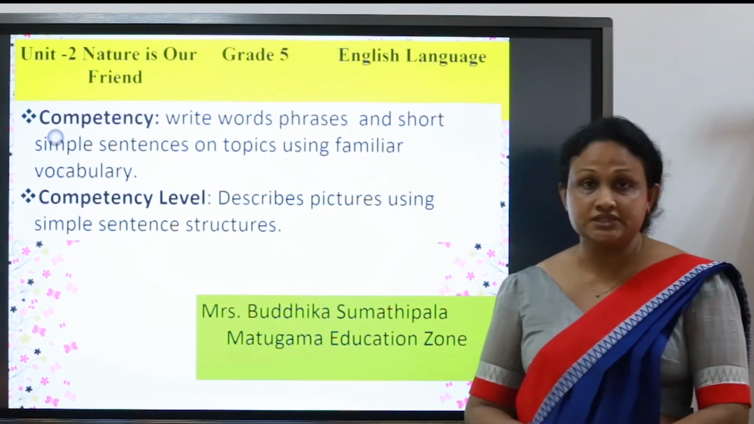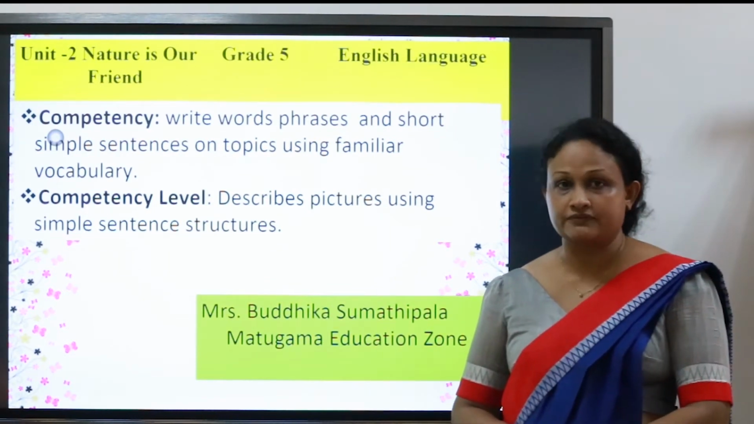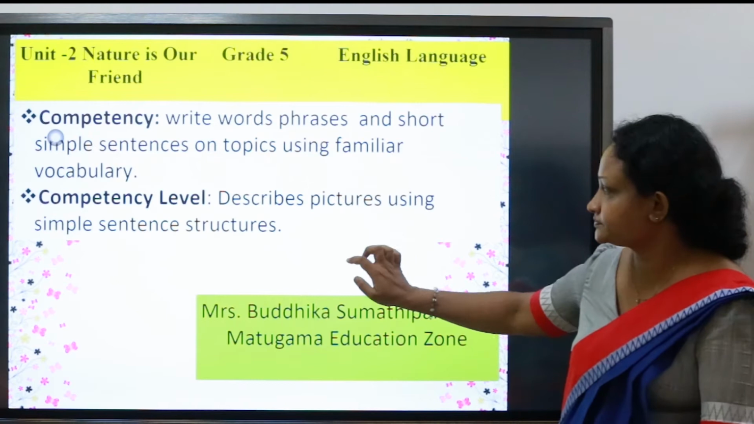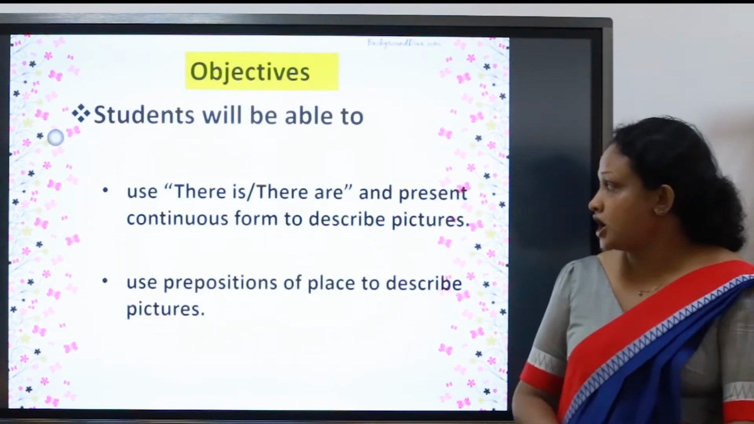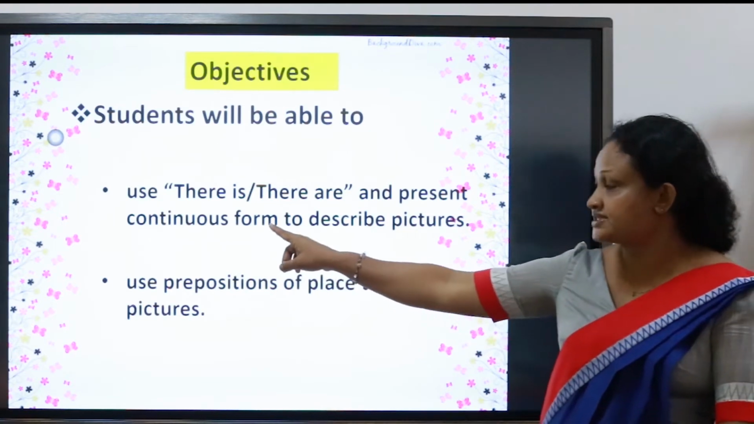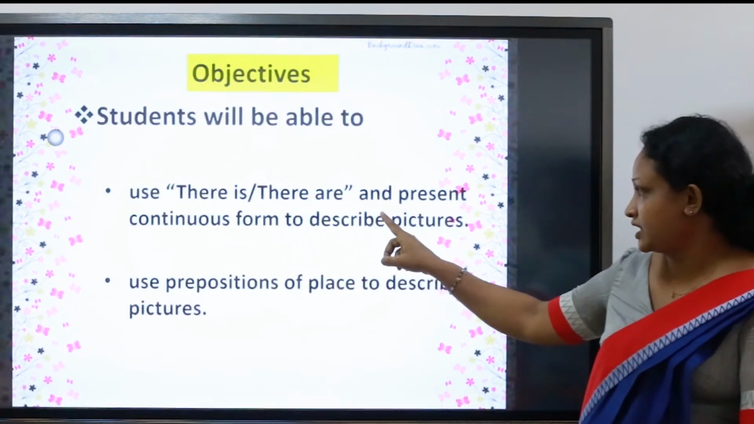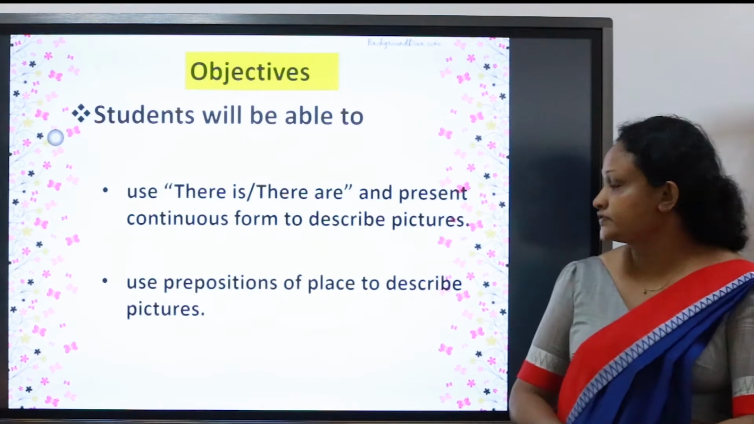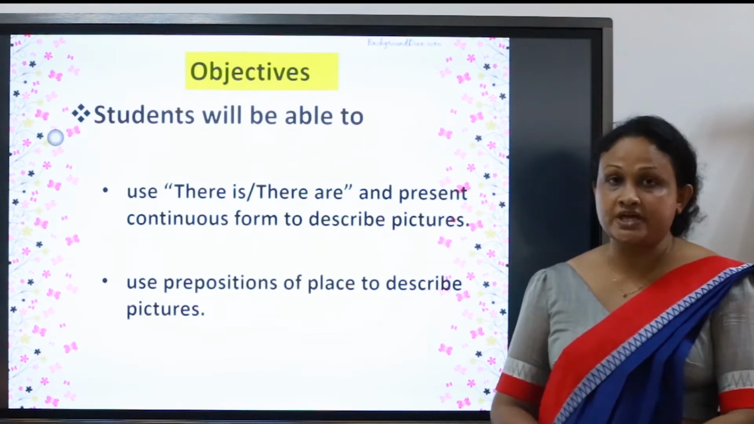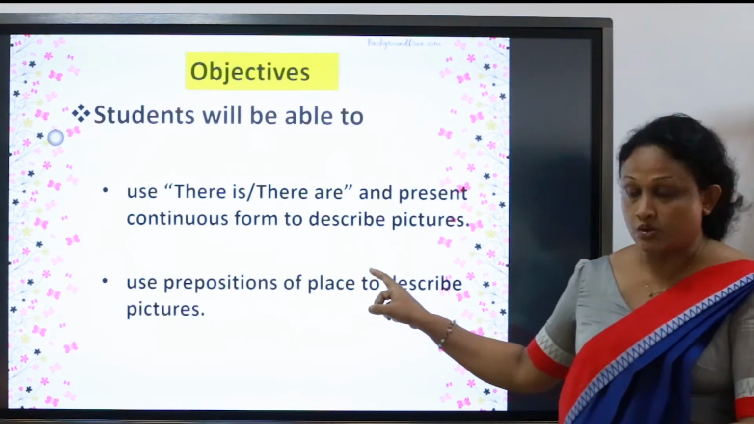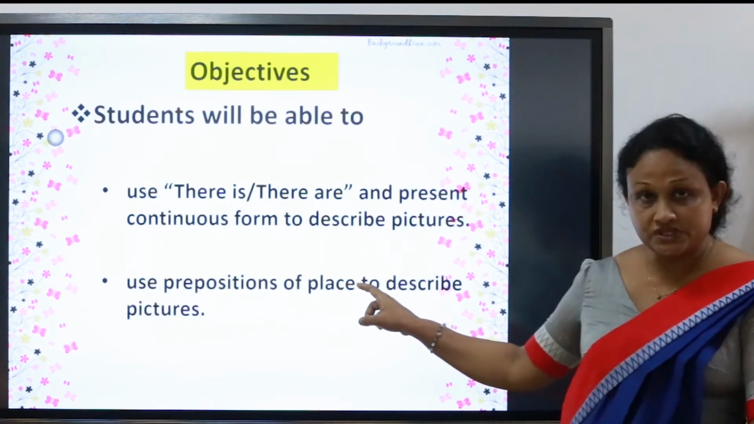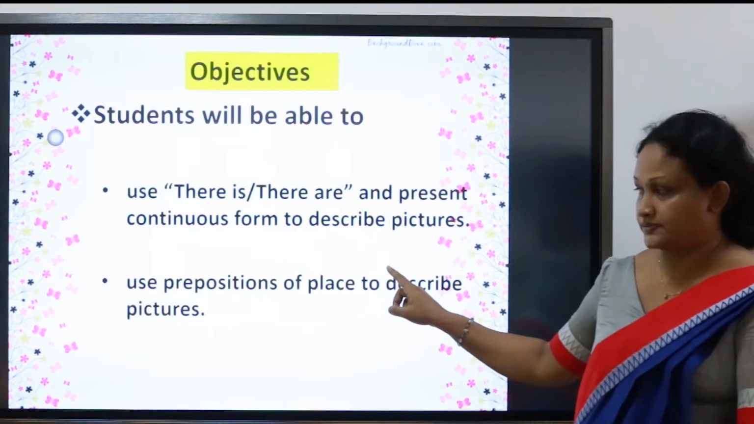Today we are going to learn how to write a description of a picture. Here we are going to learn how to use the sentence structures there is and there are and the present continuous form to describe the actions of the picture. And we are also going to learn how to use prepositions to describe the picture.